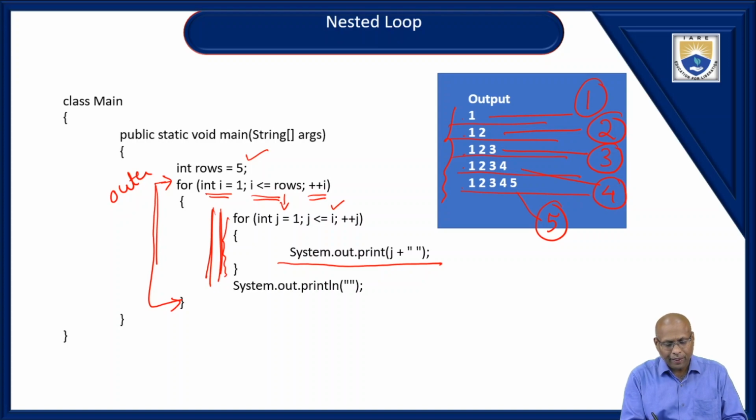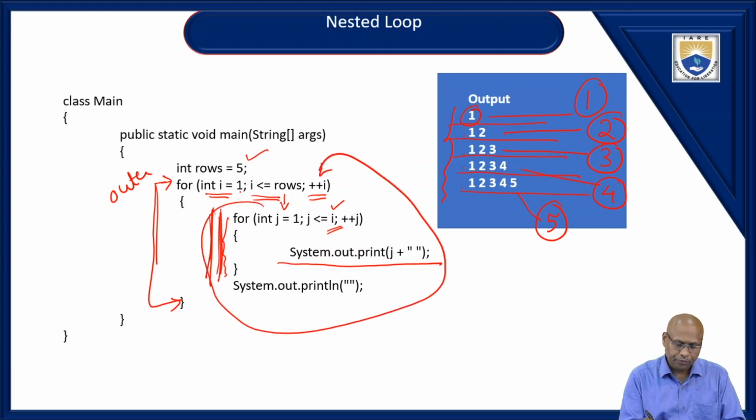If I write j here, what will happen? This inner loop prints how many times? i times. Initially, i value is 1. So this inner loop repeats 1 time, and that means it prints 1. After printing 1 time, this loop will be over. Then it will go to this place. After printing this, again i becomes 2.